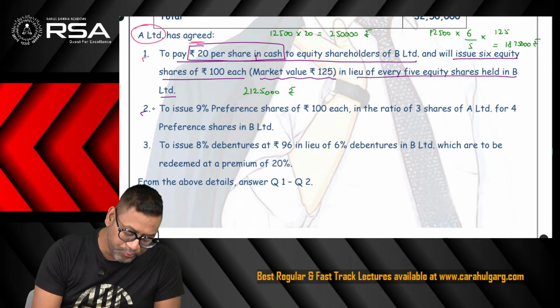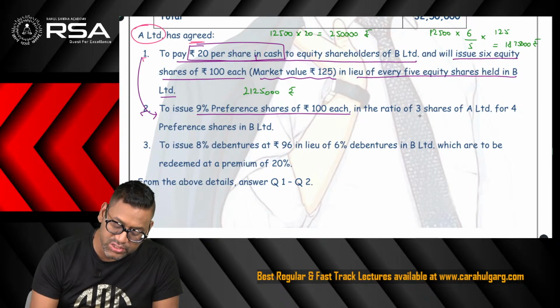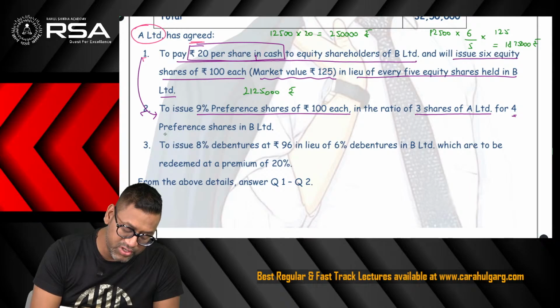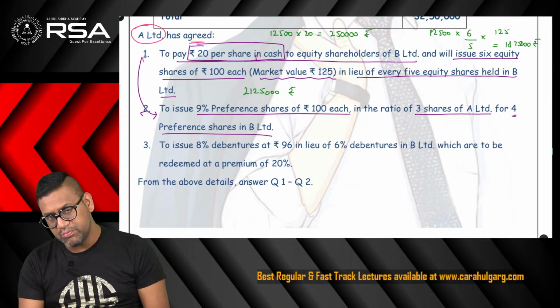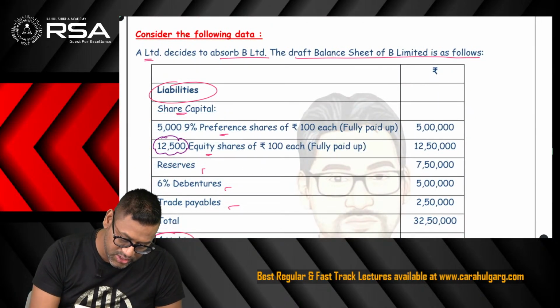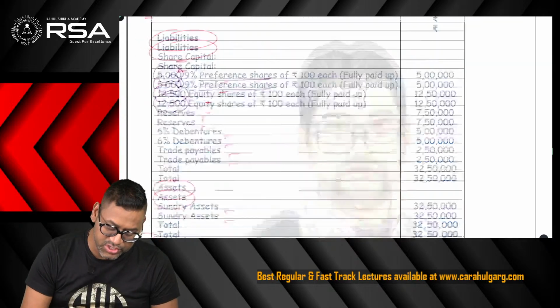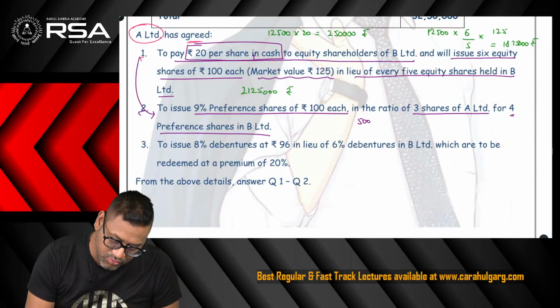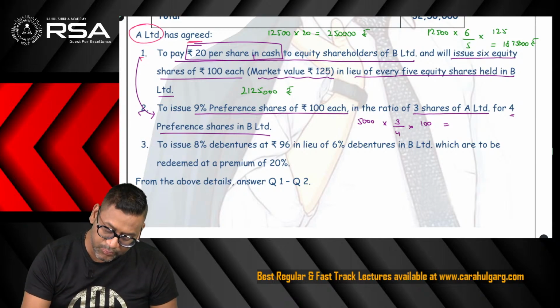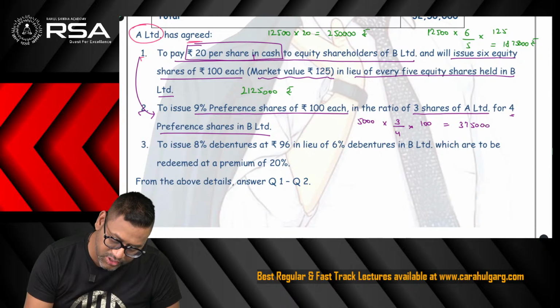Reading point number 2, A Limited has agreed to issue 9% preference shares of 100 each in the ratio of 3 shares of A for 4 preference shares in B. So if you are holding 4 preference shares in B Limited, we will give you 3 new shares. How many are these shares? Let us see. These are 5,000 preference shares. So we are saying 5,000 shares, we will give you 3 shares for every 4 held, and the face value is rupee 100 itself. So 5,000 into 3 by 4 into 100 comes out to 3,75,000 rupee.